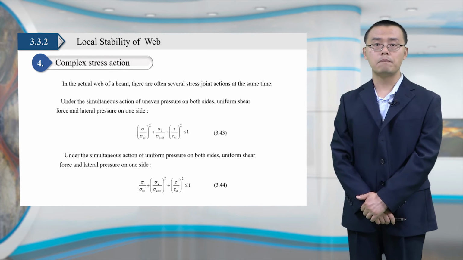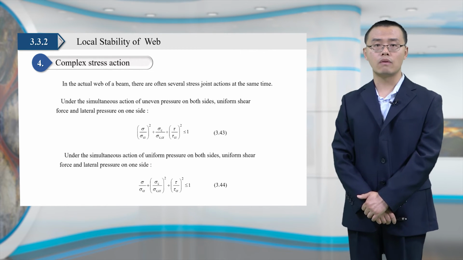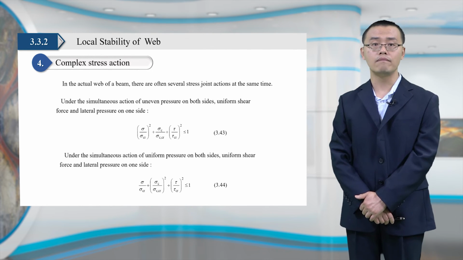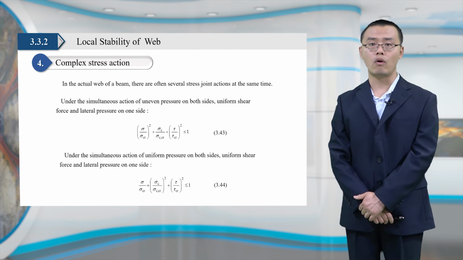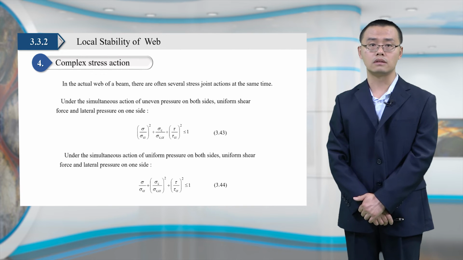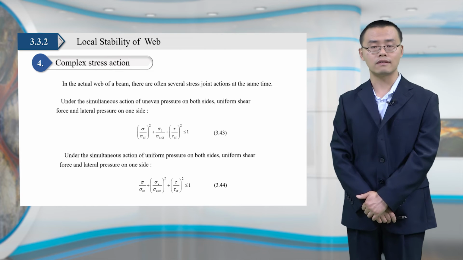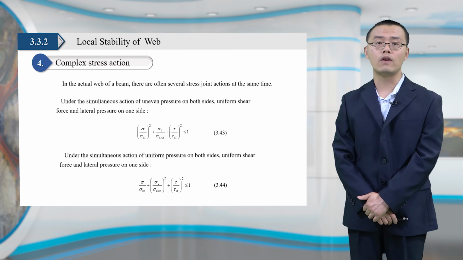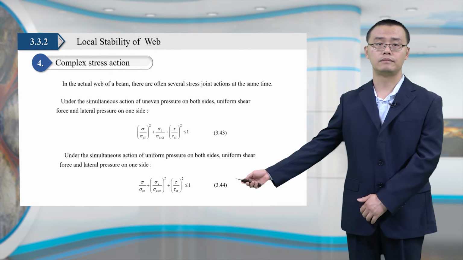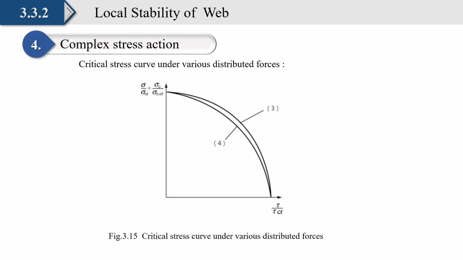Now the fourth, complex stress action. In the actual web of a beam, there are often several stresses acting at the same time. Under the simultaneous action of uneven pressure on both sides, uniform shear force and lateral pressure on one side should meet formula 3.43. Under the simultaneous action of uniform pressure on both sides, uniform shear force and lateral pressure on one side should meet formula 3.44. We can see figure 3.15 shows the critical stress curve and various distributed forces.